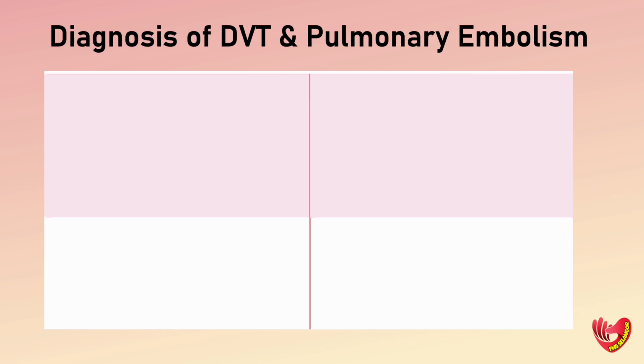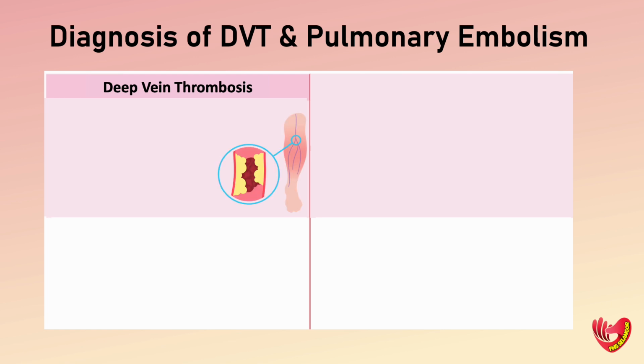Venous thromboembolism is a condition that occurs when a blood clot forms in a vein. It includes deep vein thrombosis and pulmonary embolism. DVT is a condition in which a blood clot develops in the deep veins, usually in the lower extremities. A pulmonary embolism occurs when a part of the DVT clot breaks off and travels to the lungs.